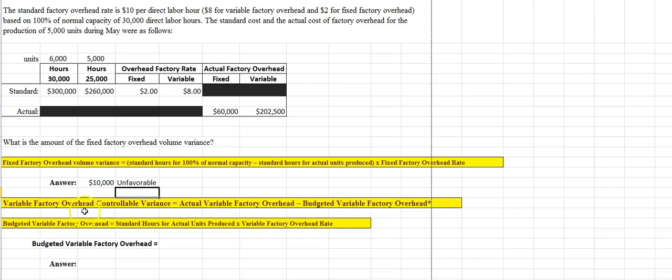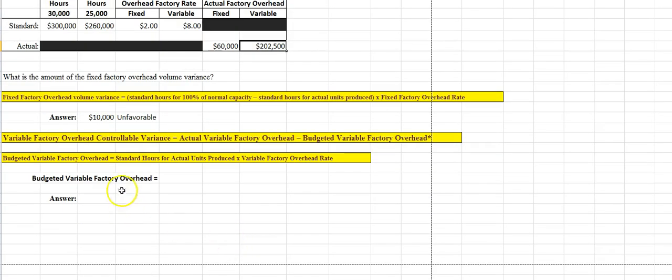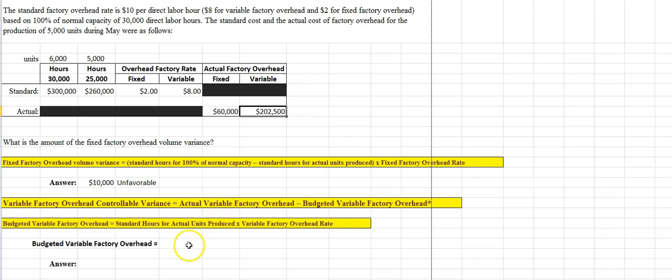Now the next question is variable factory overhead controllable variance. This is actual factory overhead, which is 202,500, minus budgeted factory overhead. So let's calculate budgeted factory overhead. We simply use this formula. Budgeted factory overhead is going to be standard hours for actual units produced, which is 25,000, times variable factory overhead rate. I'm sorry, I used the wrong number. It's not $2, it's $8. My budgeted factory overhead is going to be $200,000.